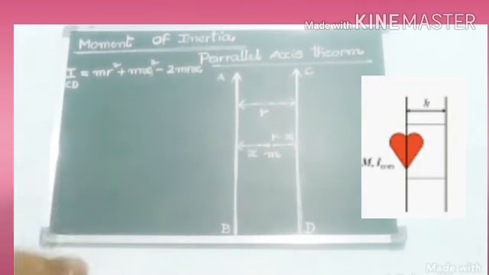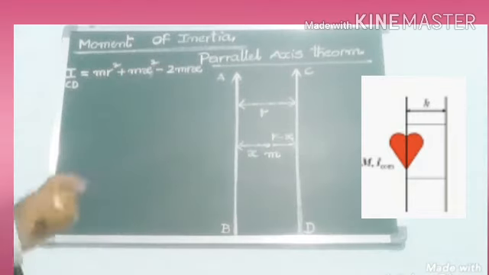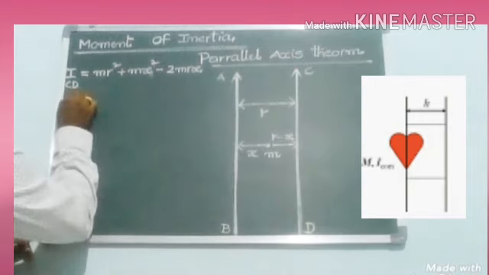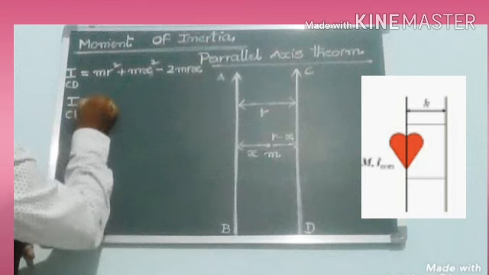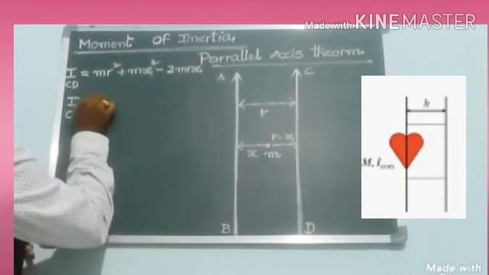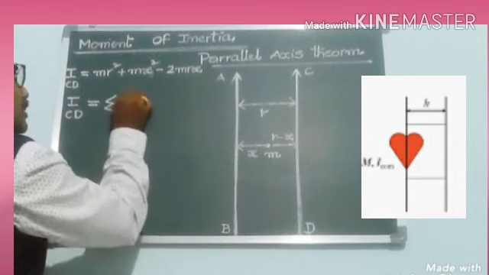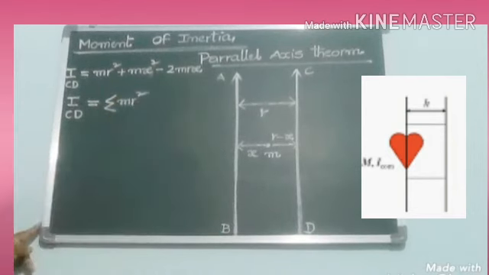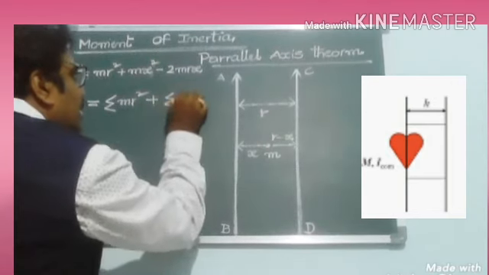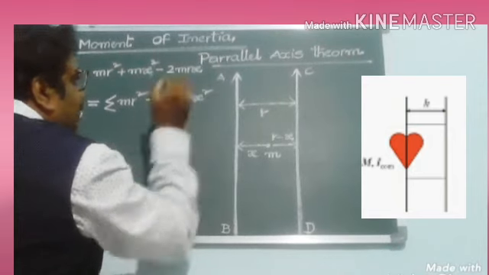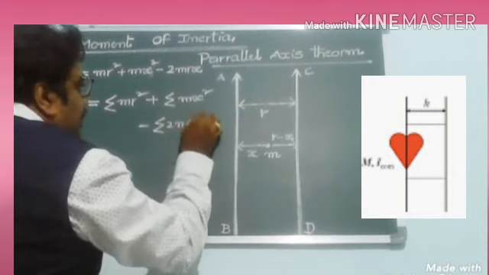Now I am going to extend the moment of inertia with respect to the CD axis throughout the rigid body. So I am going to apply sigma: sigma m r square plus sigma m x square minus sigma 2mrx.